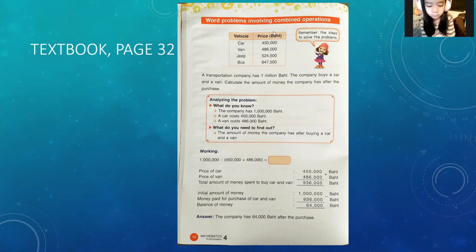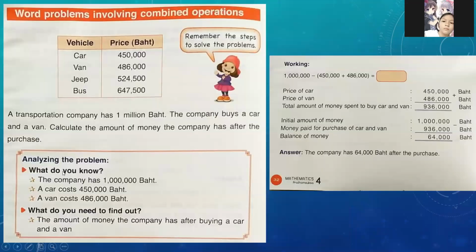We're done with word problems involving addition. We are also done with word problems involving subtraction. So today we're going to combine these two operations, addition and subtraction. Always remember the steps: analyzing the problem, what do you know, and what do you need to find out. So let's take, for example, the table about vehicles and their prices.